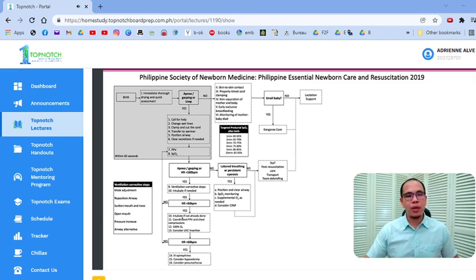So here, this is the resuscitation step. But if the baby is breathing well, not apneic, not gasping, and not limp, but active, then basically you proceed to your EINC. This is just your EINC. Okay, so again, we discussed EINC already. Let's go back and focus on this part, resuscitation.